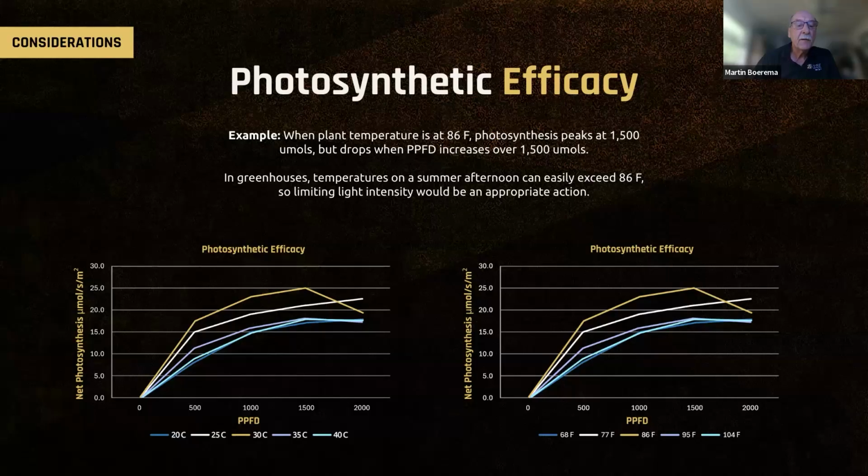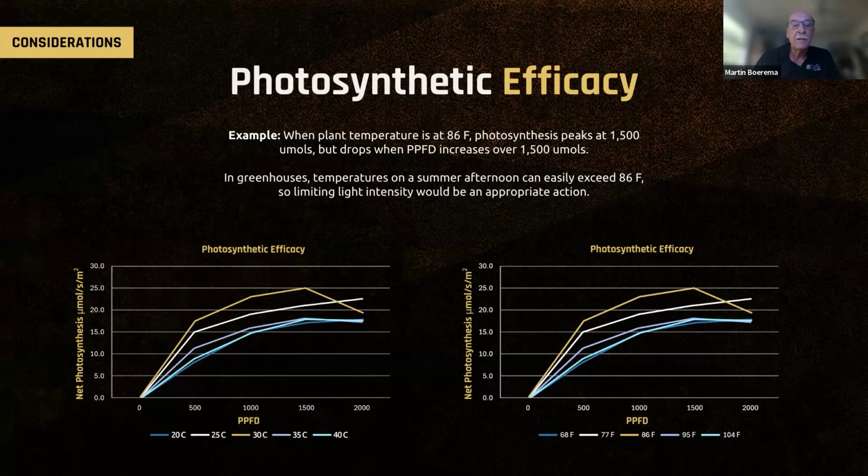So if you put light in a dark spot and go from 0 to 500, you're increasing your photosynthesis much more steeply than as you go from 1000 to 1500. And this is at 86 degrees plant temperature. You can see that over 1500, it actually decreases. So if you're in a greenhouse in the summer, the sun blasts on your glass, and the temperature in the afternoon is exceeding 86, and it happens very easily, then with increased light your photosynthesis actually goes down.